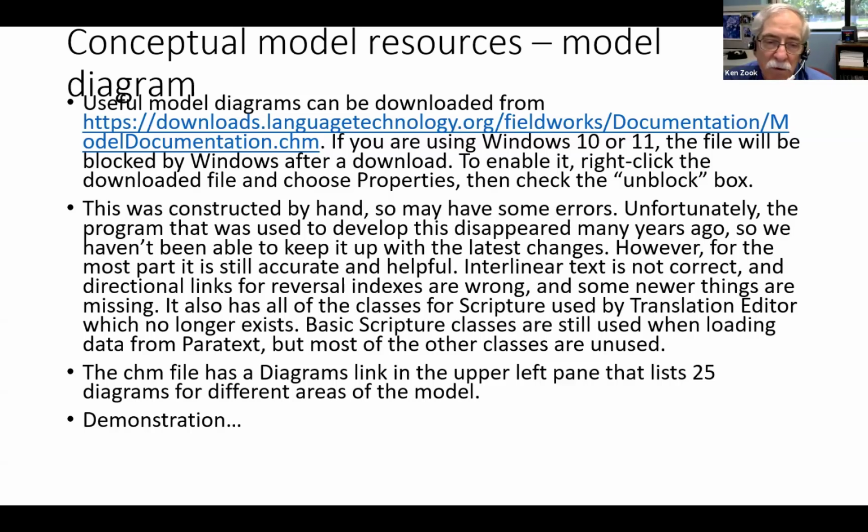This was constructed by hand, so there may be some errors or missing things. And unfortunately, the program that was used to develop this disappeared many years ago, so we haven't been able to keep it up to date with the latest changes. However, for the most part, it is still accurate and helpful. Interlinear text is not correct anymore, and directional links for reversal indexes are wrong, and some newer things are missing. It also has all of the classes for scripture used for translation editor, which no longer exists. And basic scripture classes are still used when loading data from Paratext, but most of the other classes are unused.